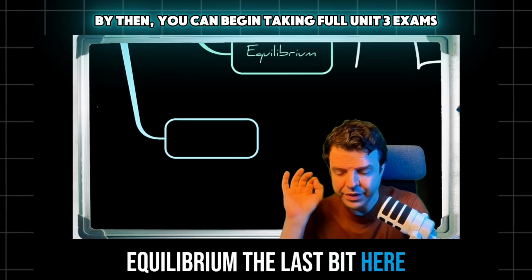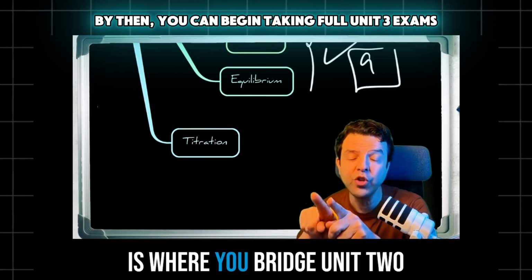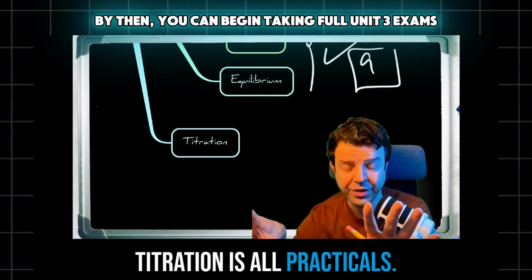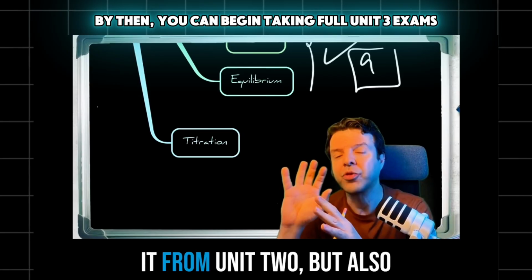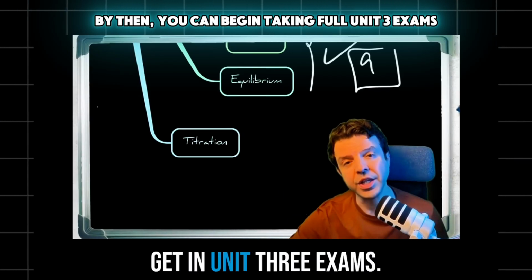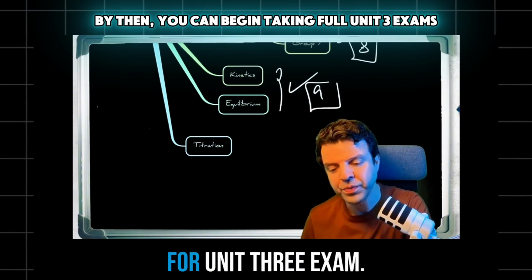The last bit here, it's all about titration. This is where you bridge Unit 2 with Unit 3 because titration is all practicals. You do get questions about it from Unit 2, but also there is always one question you get in the Unit 3 exam. So here is where you start your preparation for Unit 3 exam.